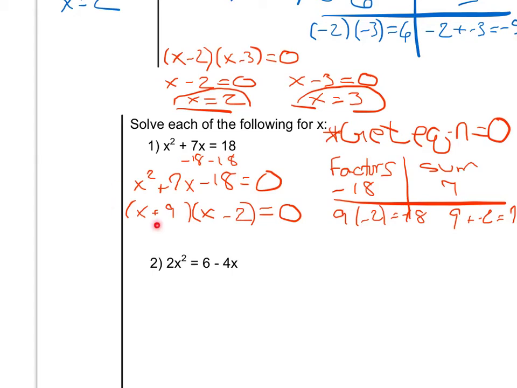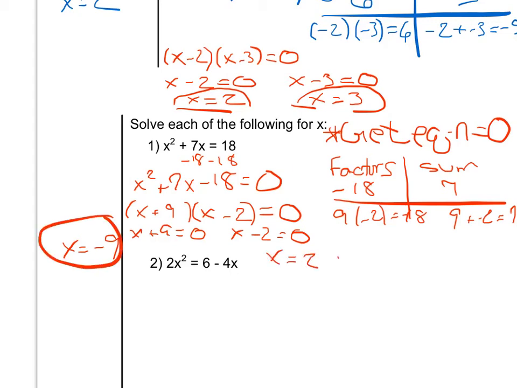From here, I'm going to notice that I now have multiplication. I have x plus 9 times x minus 2. If two things multiply to be 0, one of them has to be 0. So that means either x plus 9 has to equal 0 or x minus 2 has to equal 0. Solving my first equation by subtracting 9, I get x equals negative 9. Solving my second equation by adding 2, I get x equals 2. And those are my two solutions.